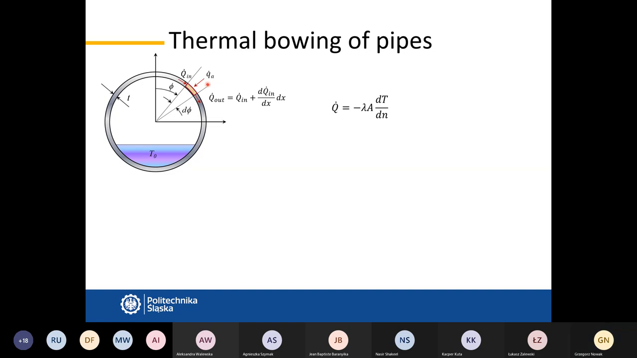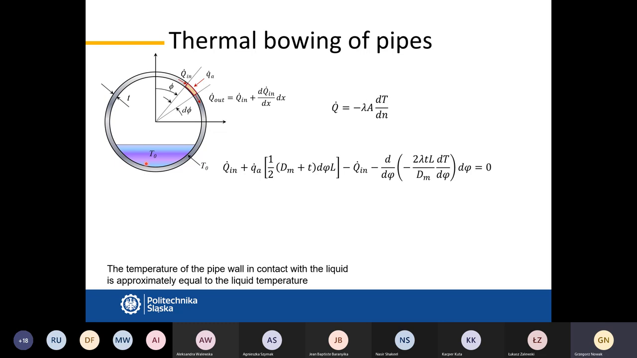If we treat the lambda, which means the coefficient of thermal conductivity, as constant, and the temperature of the liquid is T0, and we assume that due to high thermal conductivity, much higher than in the vapor part, the pipe which is in contact with liquid has approximately the same temperature as the liquid temperature. So we can say that the bottom part, which is filled with liquid, has the same temperature as the liquid.